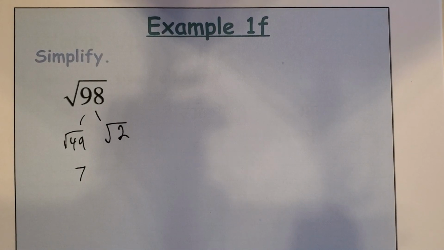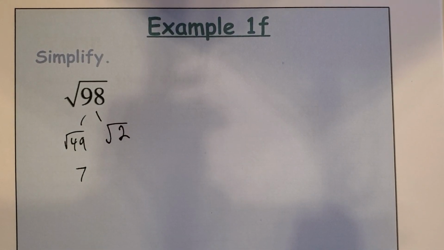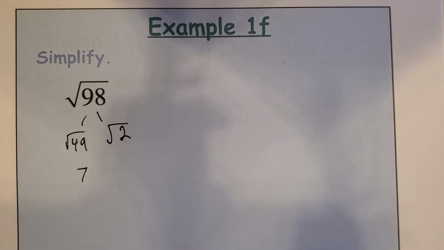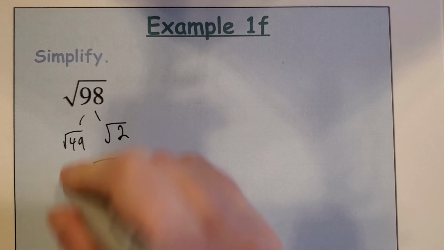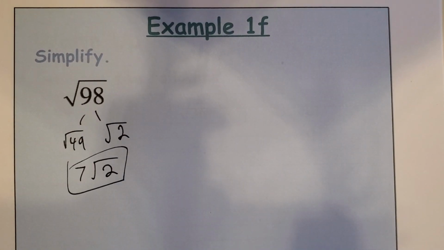And we've seen the square root of 2 a million times by this point. It's not going to get us anything. Can't simplify it. 2 isn't a perfect square. So we're going to leave it as the square root of 2. And that's your final answer, 7 root 2, or 7 times the square root of 2.